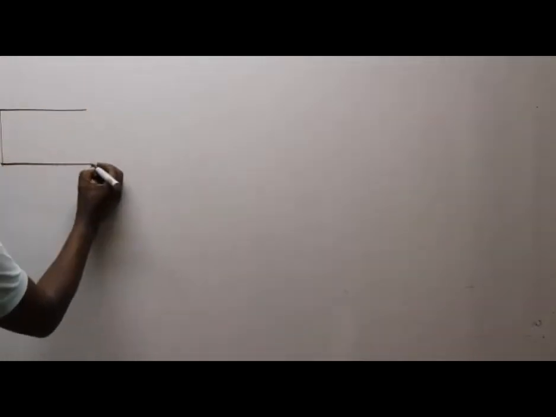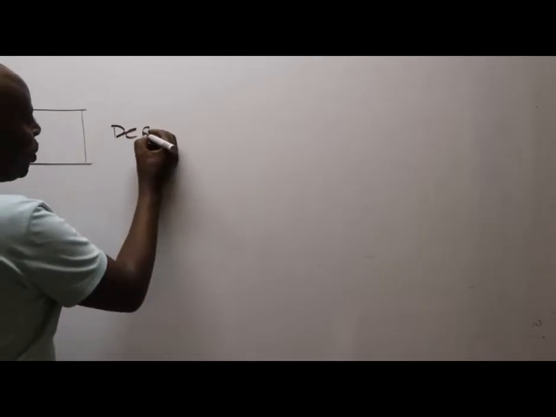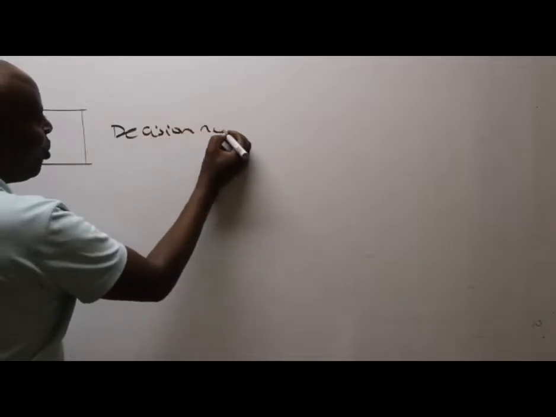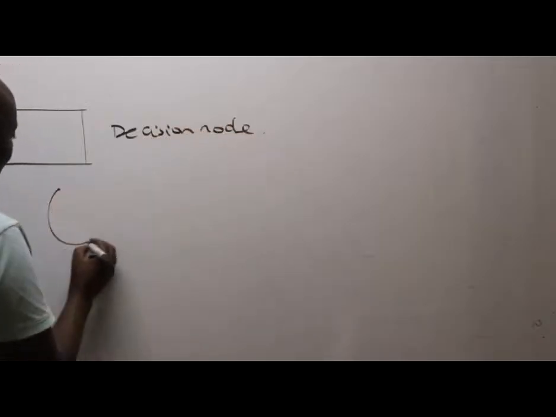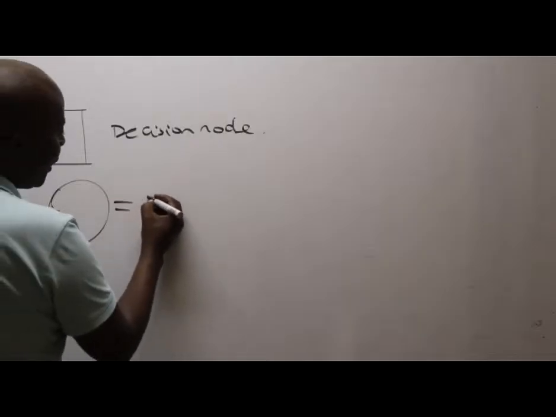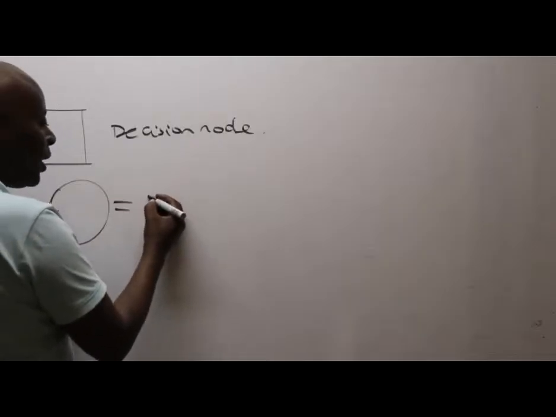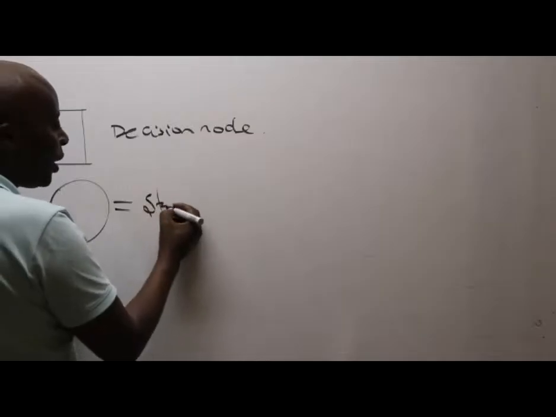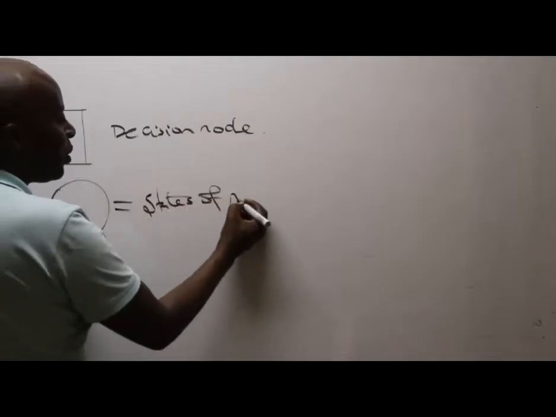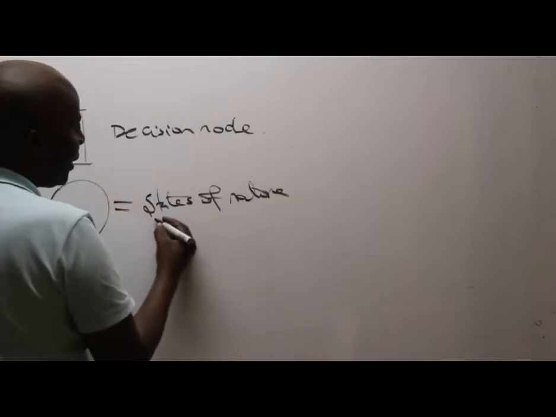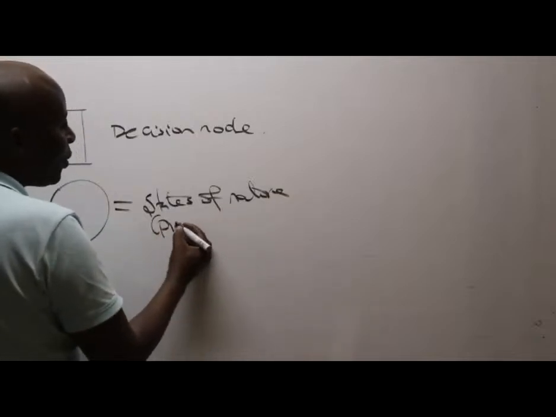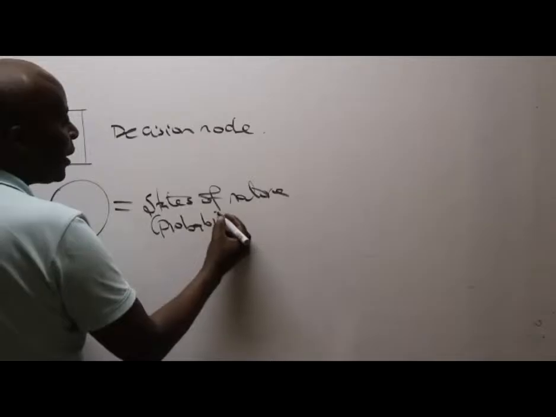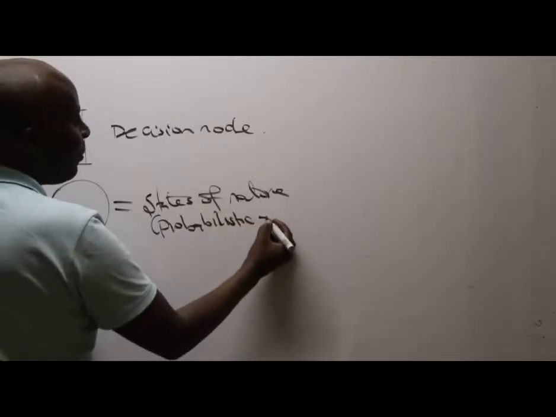Don't forget, ladies and gentlemen, that basically we have got 2 nodes in decision trees. We have a box node, which is what we call a decision node. And then we have a circle node, which is a chance node, or a states of nature node. If you remember, the states of nature node is the one that carries the probabilistic events.